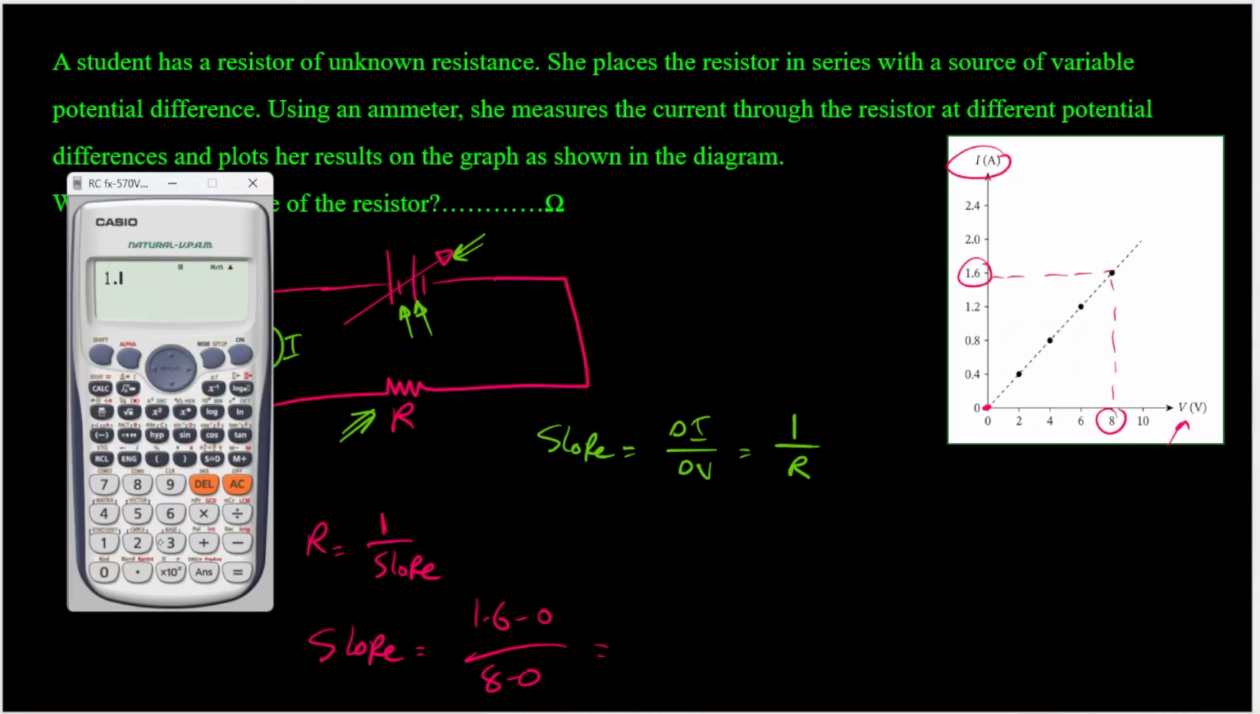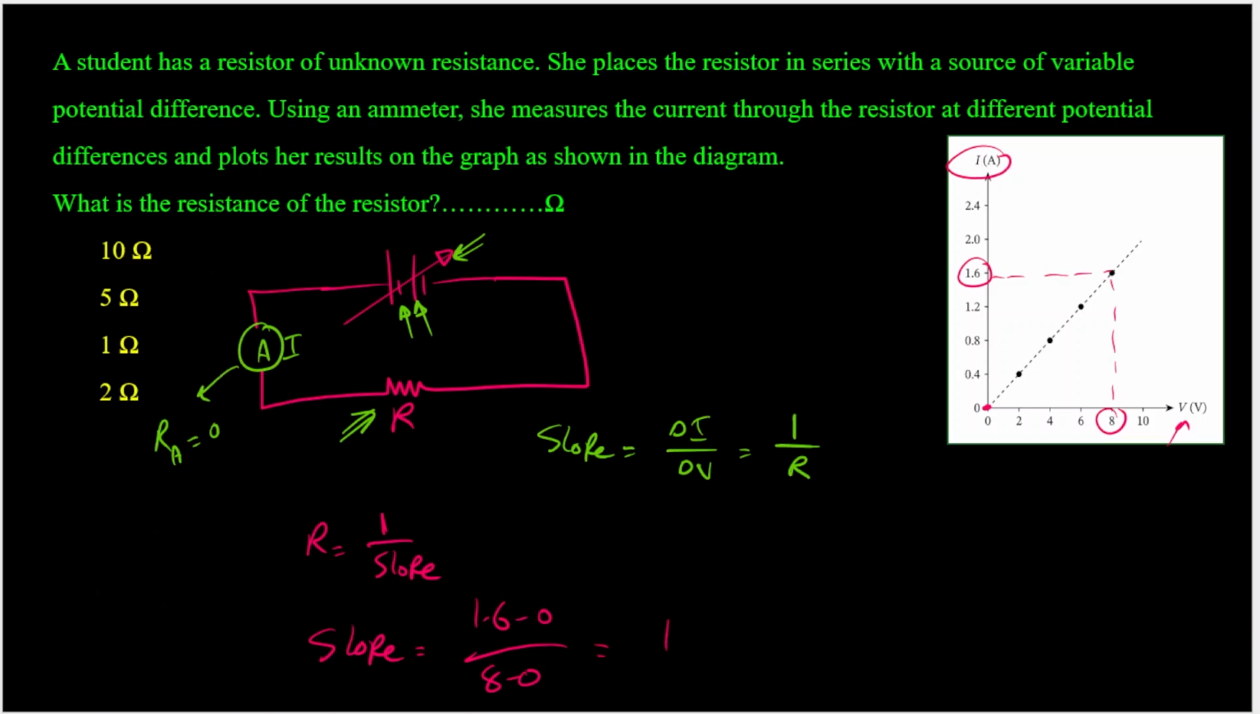So it's 1.6 divided by 8. So it's 1 over 5. And the measuring unit is ohm per unit 1, by the way. When you just reverse it, you will get 5 ohm. So this is the value of the resistance. So the answer is B.